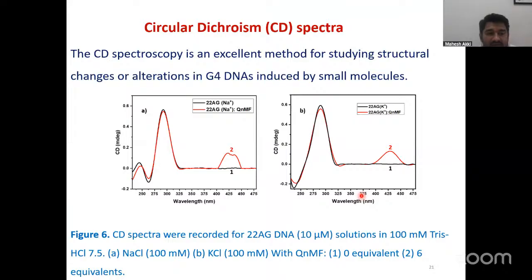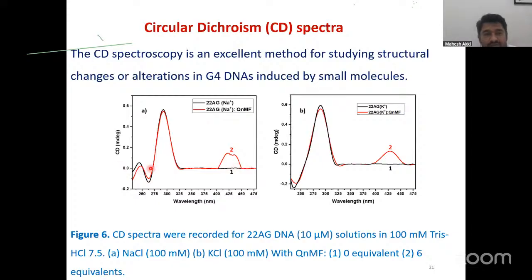Further, with respect to QNMF, circular dichroism spectra were used to analyze the structure of 22AG. Here in the CD spectrum of 22AG, we can note a small negative band at around 260 nanometers that indicates the formation of the antiparallel G-quadruplex structure, because this is the signature peak of the antiparallel 22AG G-quadruplex. Additionally, there is a split positive band at around 400 nanometers that suggests the binding of the probe to the antiparallel G-quadruplex.